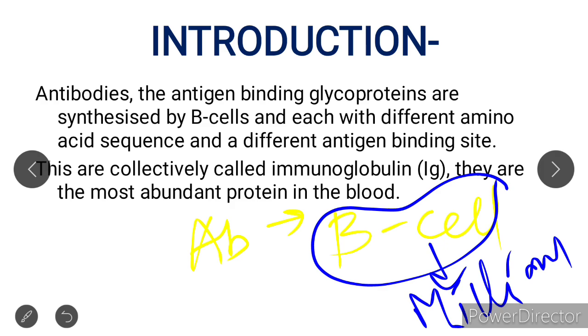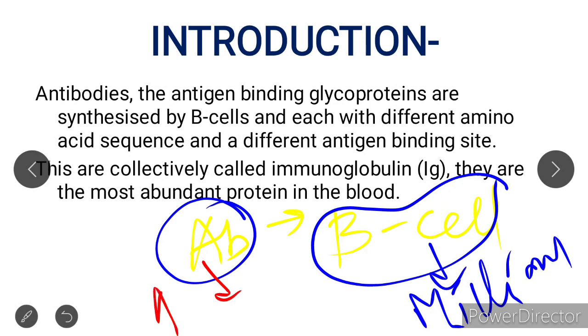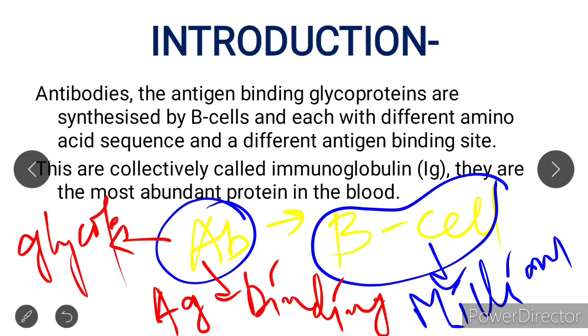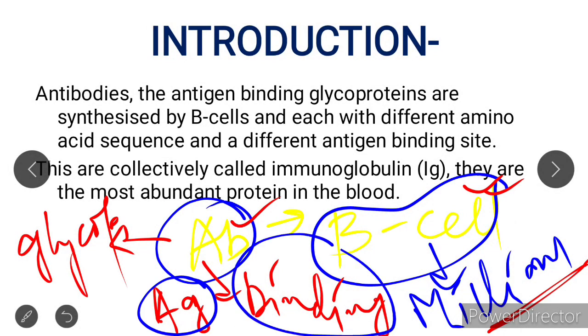And these antibodies are basically antigen binding glycoproteins. So antibodies are produced by B cells, B cells produce millions of antibodies, and these antibodies are basically antigen binding glycoproteins. Billions of antibodies are formed.